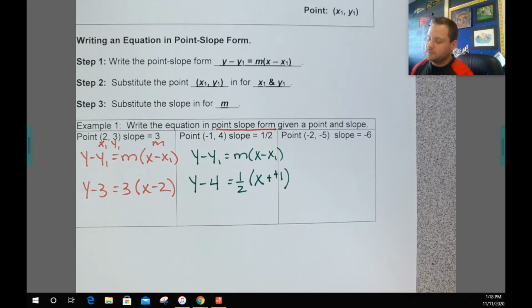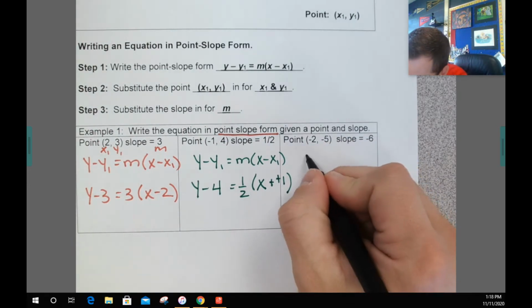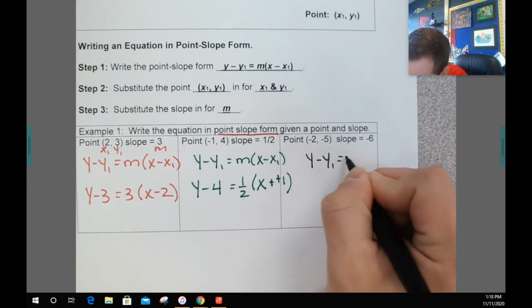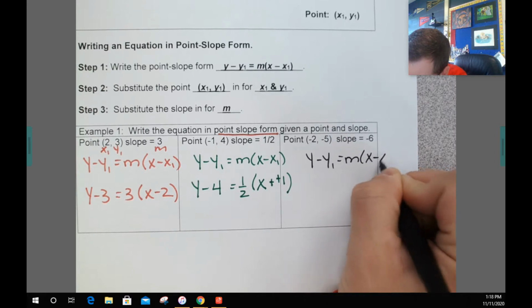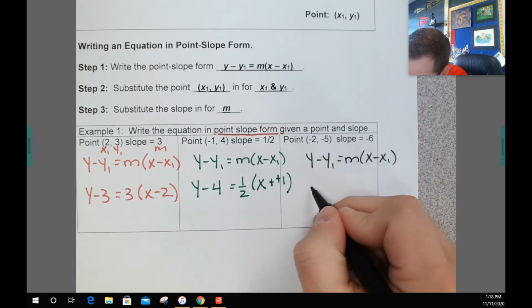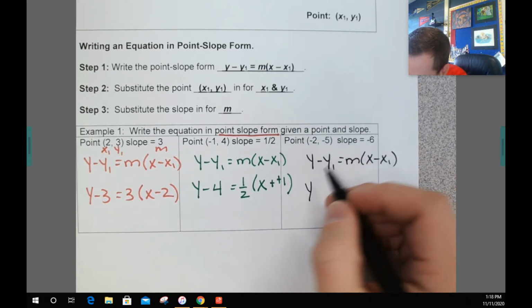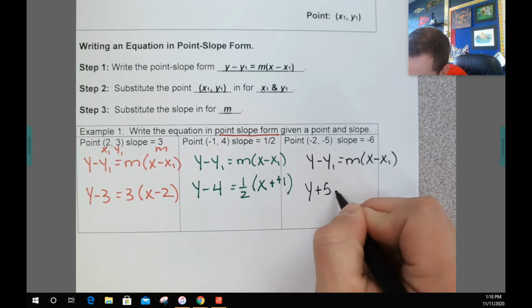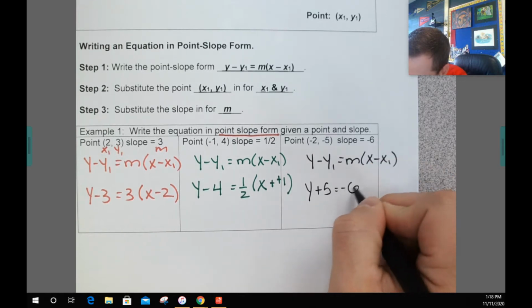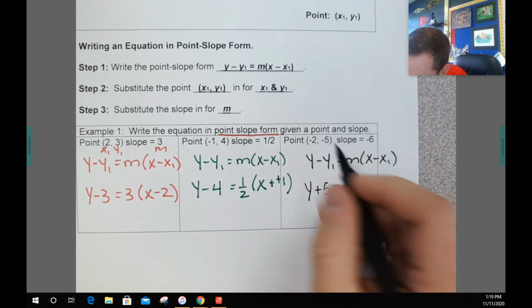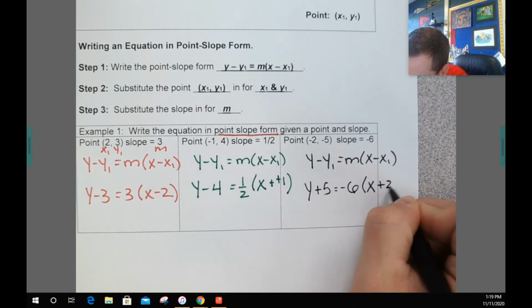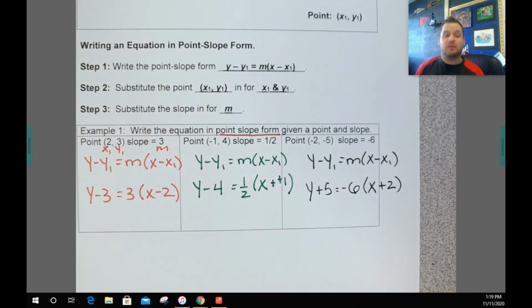All right, my last one. Generic formula. And then we substitute in. So we're going to get y minus a negative 5 becomes plus 5 equals our slope of negative 6. And then x minus a negative 2 becomes x plus 2. Okay, so that's it for example 1.